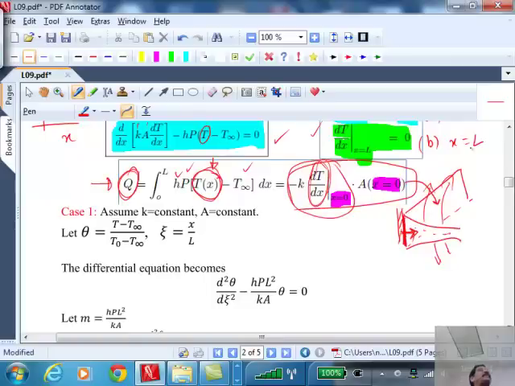5 parameters are there. So can I somehow group them into one group so that when I get a solution, I generate one chart, one graph, and that graph can be used with any fin design, as long as the design is of the particular shape? That's what Perry's handbook, the heat transfer handbooks, will give you: such charts for different types of fins, so that you can calculate the fin efficiency and go about designing without worrying about solving this differential equation every time.